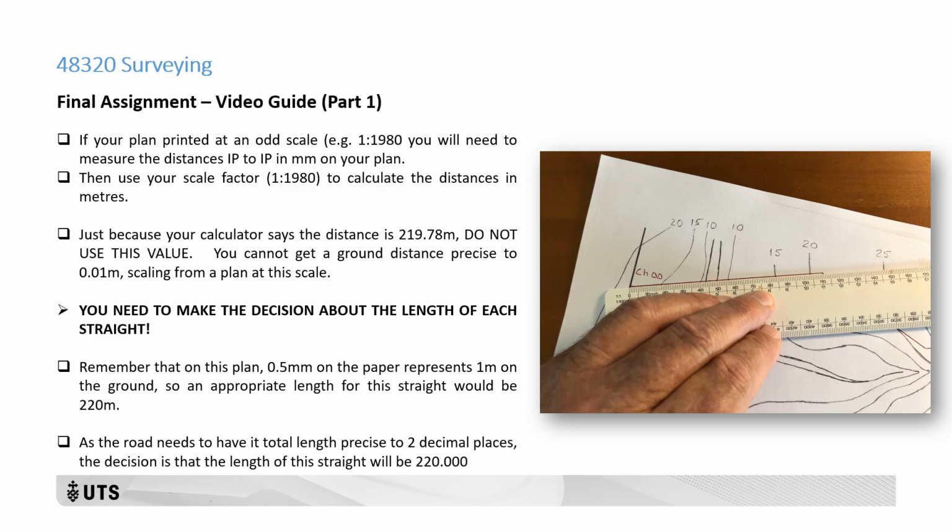220.000. Because using a scale to millimetres at the scale of 1 in 1980, you can't get a precision down to the centimetre, even the 10th of the metre. And it's your decision. So remember, at this scale, 0.5 millimetres on the plan represents a metre on the ground. So the scale of this red line you would decide as being 220.000. I hope that's clear. That is an essential part of the assignment.